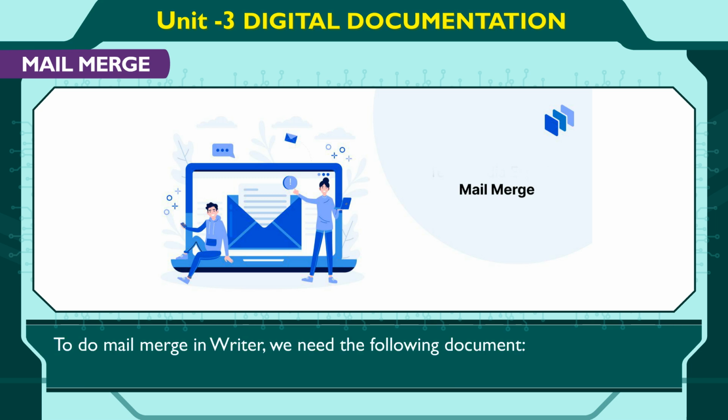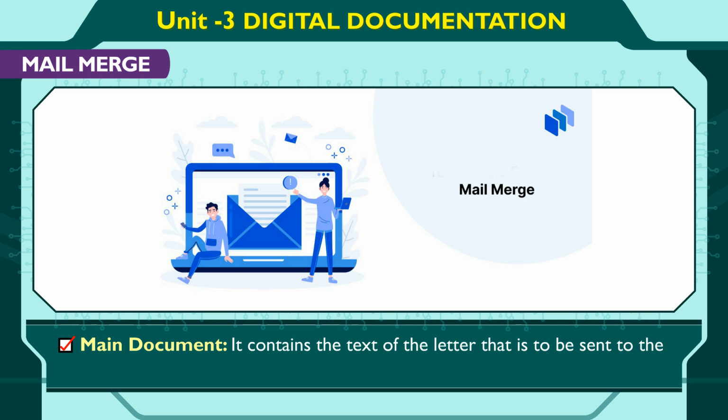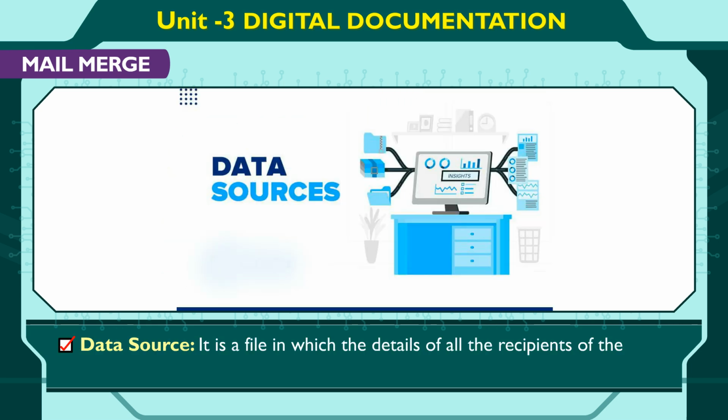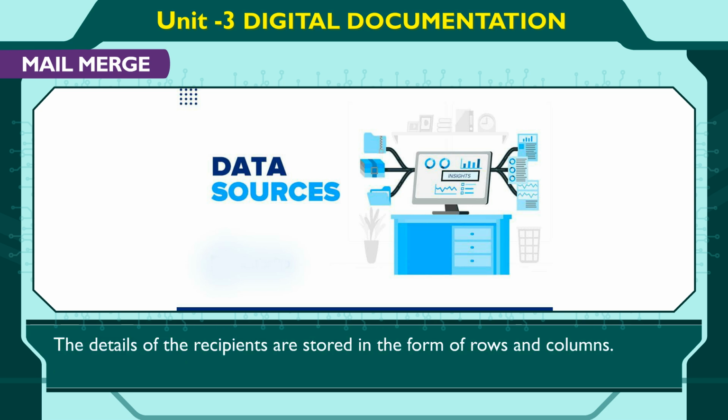To do mail merge in Writer, we need the following documents. Main document. It contains the text of the letter that is to be sent to the recipients. This text is common in all the letters. Only the recipient's details are changed in every letter. Data source. It is a file in which the details of all the recipients of the letters are stored. The details of the recipients are stored in the form of rows and columns. Sometimes this file is also known as a database.